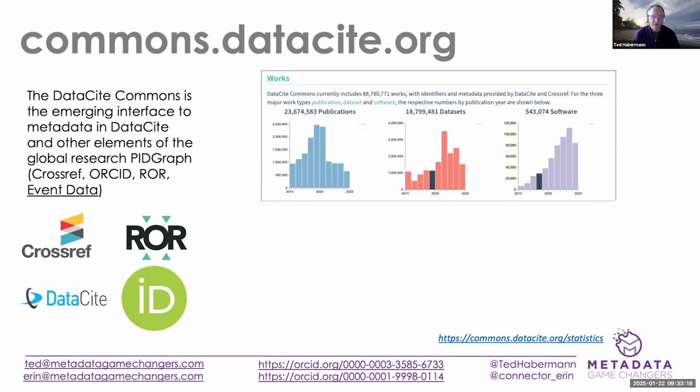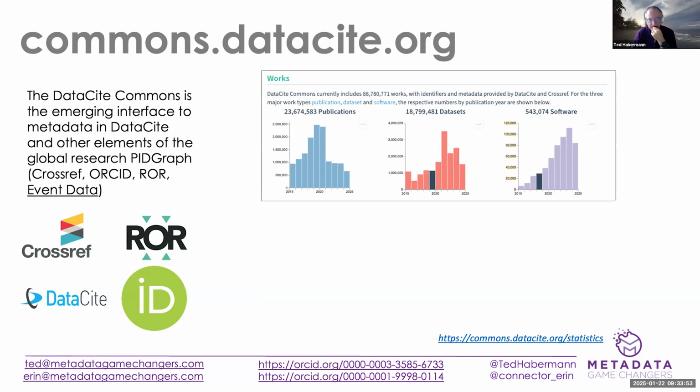Commons.datacite.org is a new viewer being developed by DataCite. It's something that brings together multiple elements of what I call the global research infrastructure. Crossref is similar to DataCite with a focus mostly on articles. I mentioned ROR and ORCID, identifiers for organizations and people. And DataCite Commons brings these together.